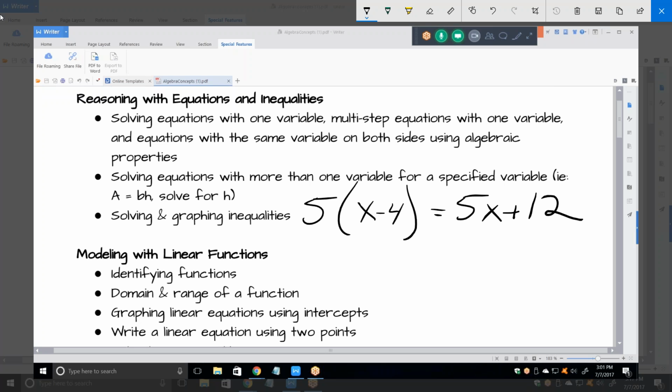This is a one variable equation where I have a variable on both sides. What's the next line? 5x minus 20 equals 5x plus 12. What's the next line?